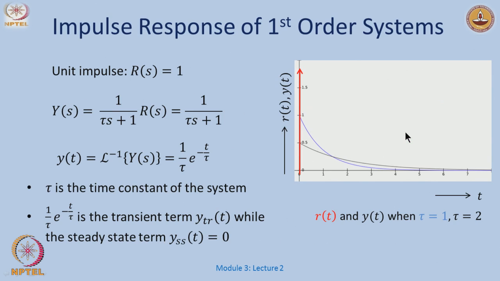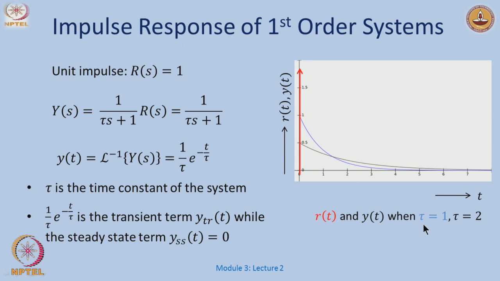Okay. So, if I take the impulse response, now we will use all the tricks which we learnt in Laplace transform, solving of differential equations and so on. So, my input or the reference is just 1, y of s, which is the transfer function g times r, looks like this. For y of t, I take the inverse Laplace of this and I get 1 over tau e power minus t over tau, where tau is the time constant of the system. Okay.